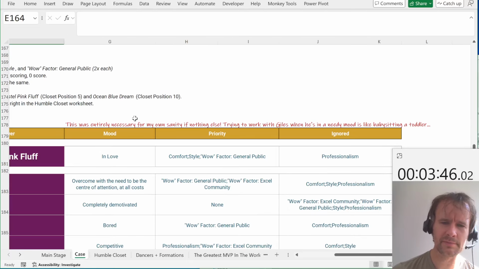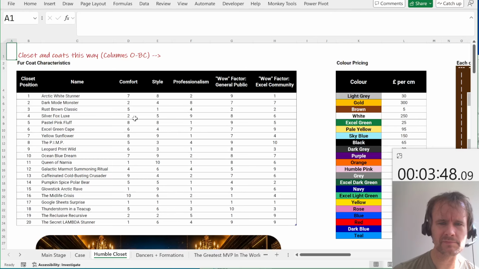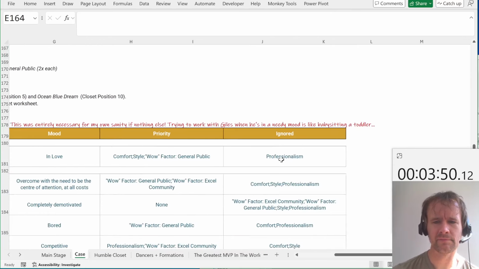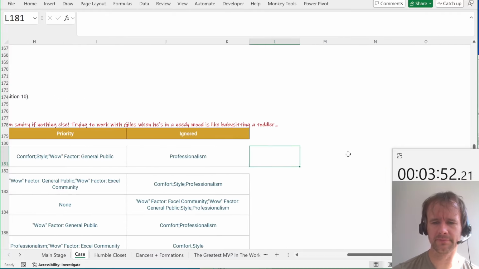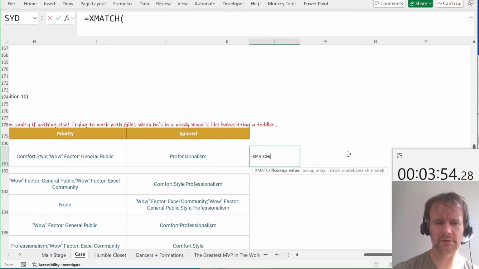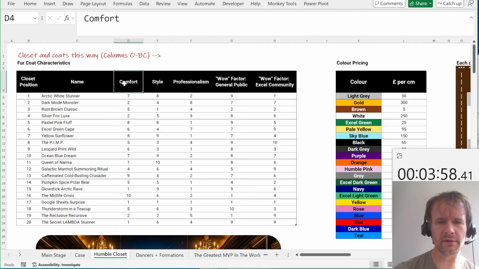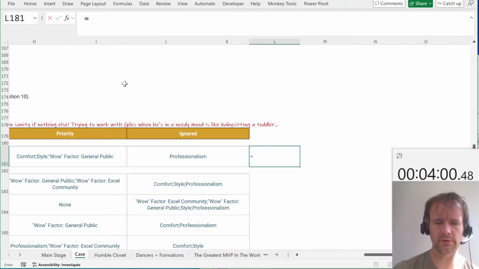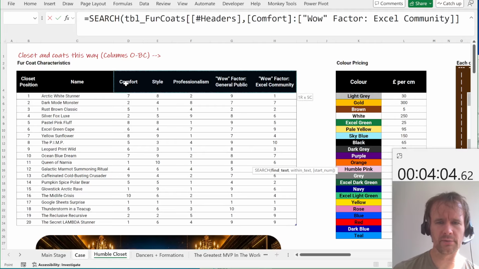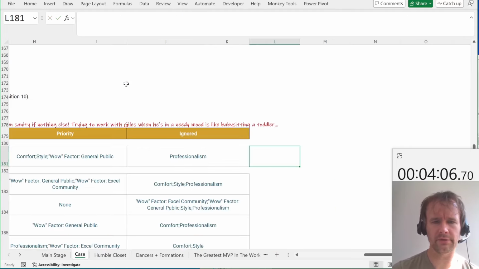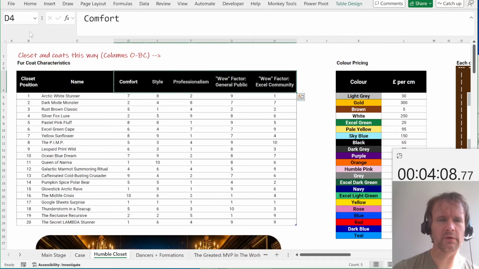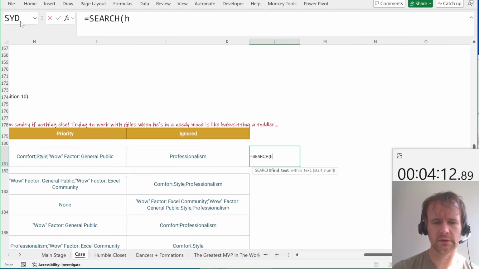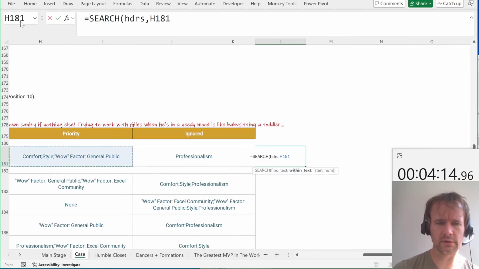So, okay. So I want to XMATCH. Sorry, no, I want to search. Well, first thing, any of these contained in any others? No. Good. So then let's search. I need to name this. Yeah, let's just give that a name. I'll call it HDRS, headers, search headers in this.